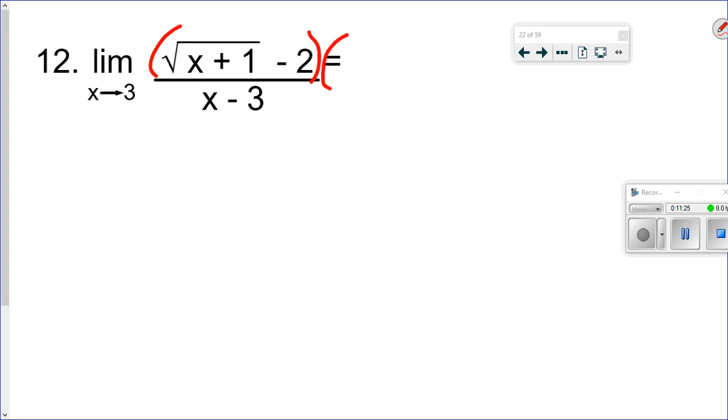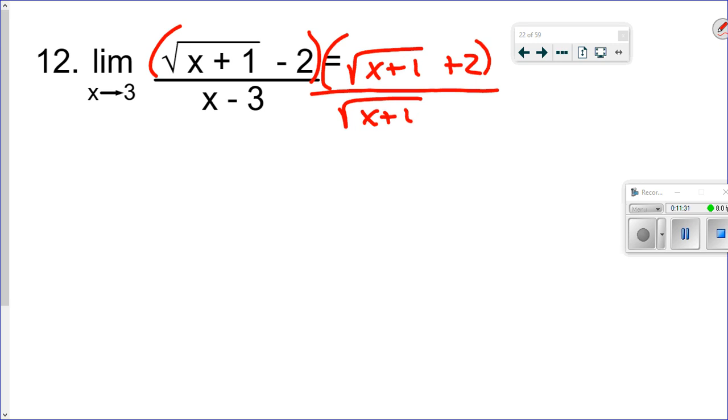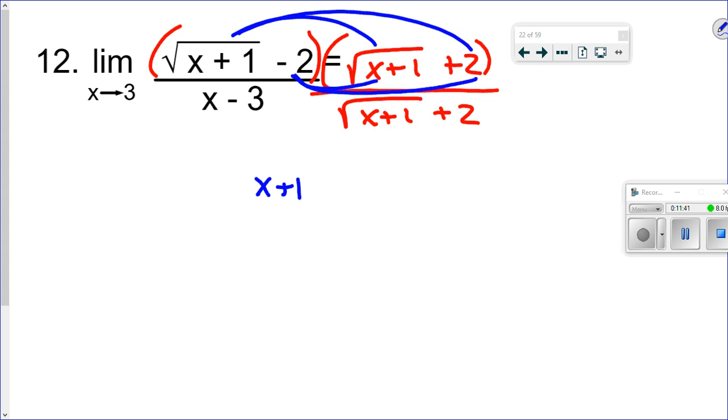So we're going to multiply by the square root of x plus 1 plus 2 over the square root of x plus 1 plus 2. So we have square root of x plus 1 times square root of x plus 1 is x plus 1. The outside and inside is going to cancel, so I'm not going to write it. Negative 2 times 2 is negative 4. At the bottom we have x minus 3, and we have the square root of x plus 1 plus 2 on top. All right, awesome.